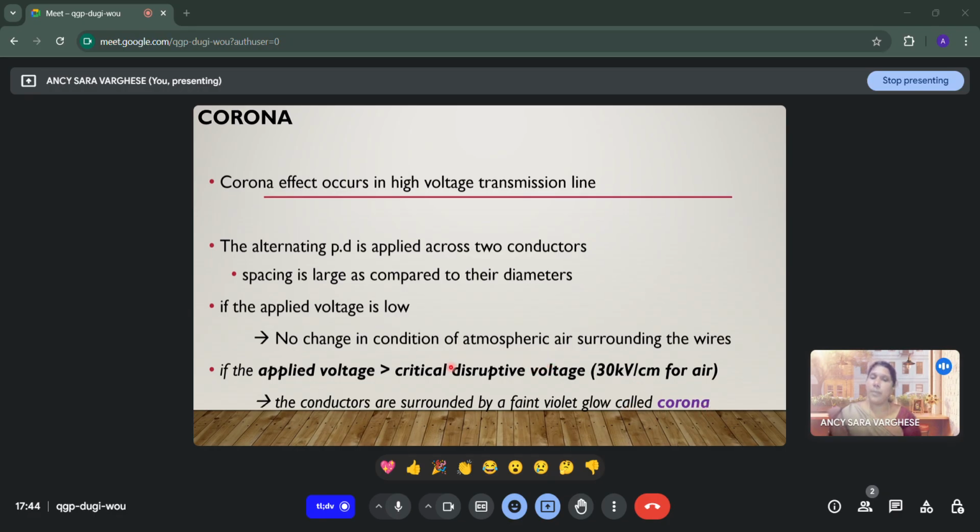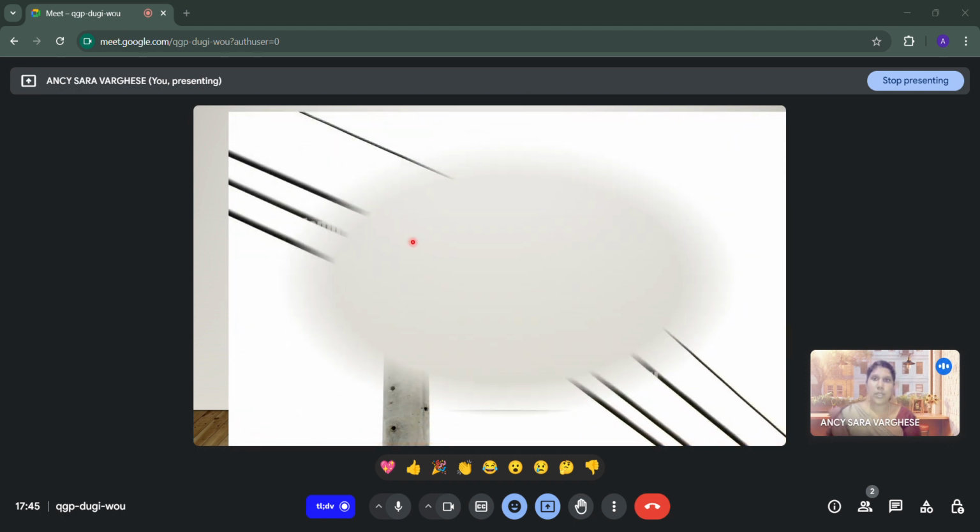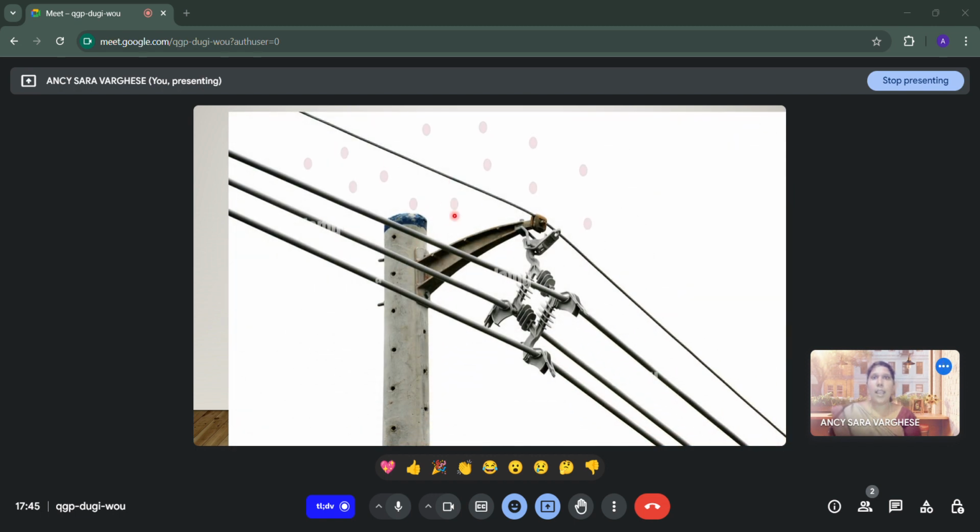Now the value of disruptive voltage of air is 30 kilovolt per centimeter. So this air consists of ions, and if the voltage across the conductors is beyond the critical disruptive voltage, more ionization will happen around the conductors and the air becomes somewhat conducting in nature. You can see in this animation, we have this conductor and the air consists of ions shown as red bubbles. When the voltage increases, more ionization will happen and more ions will be produced.